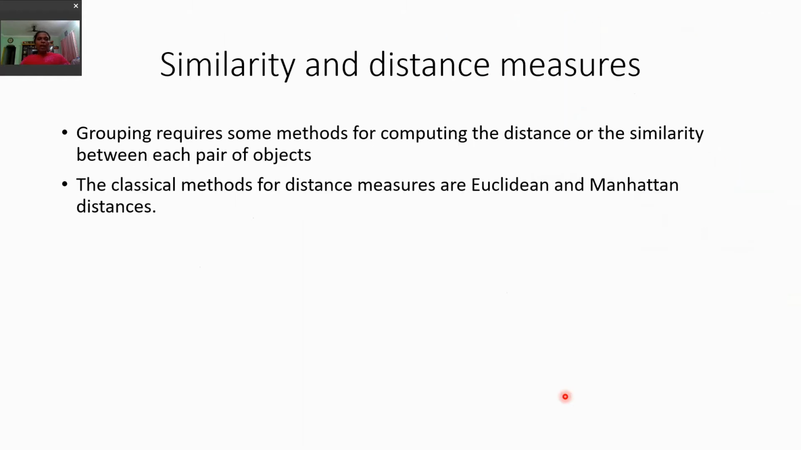So now we have the similarity and distance measures in order to find out the similarity between two objects in the clustering algorithm. Because the grouping requires some methods to compute the distance or similarity between two objects. There are some classical methods which are used to measure the distance. One is called the Euclidean distance metric and another one is the Manhattan metric. Already you know about the Euclidean distance metric.